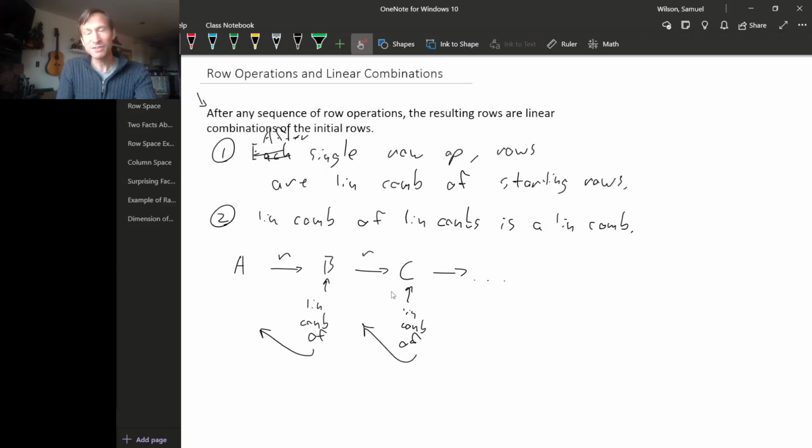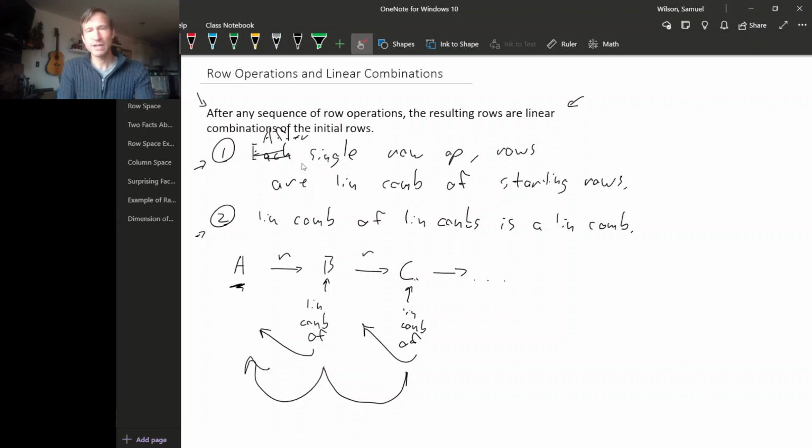But if linear combinations of linear combinations are themselves linear combinations, then that means rows from this later step are linear combinations of these linear combinations, and so rows from later steps will be linear combinations of the things we started with, or the rows that we started with. So if we can show these 2 individual facts, then together they combine to prove what we want. So let's prove the individual facts.